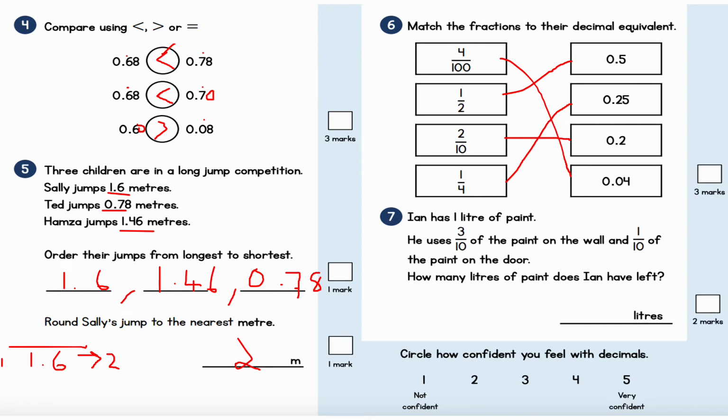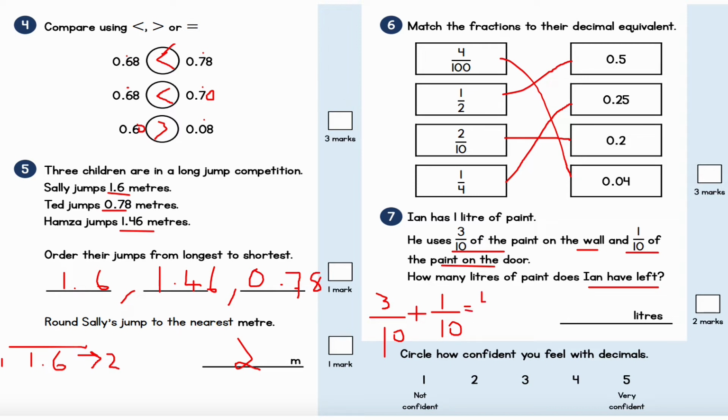Ian has 1 litre of paint. He uses 3/10 of the paint on the wall and 1/10 of the paint on the door. How many litres of paint does he have left? Well, 3/10 plus 1/10 is 4/10. I'm going to take that away from 1 whole. Okay, 1 whole, take away 4/10, and I get 6/10.